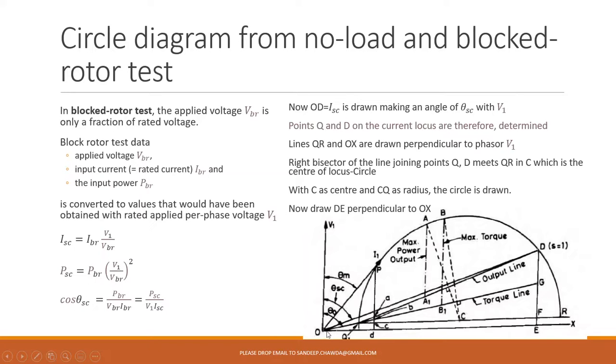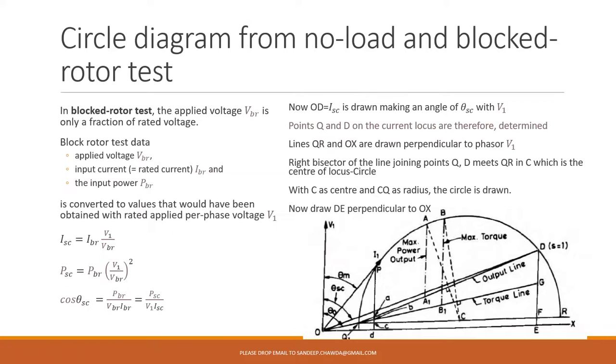Once that is obtained, we have drawn the OD line, because we have the angle theta SC. With V1, you could draw OD with an angle theta SC. After that you have 2 points Q and D, so they must be on the circle, or you can say on the current locus. Then we have drawn the perpendicular to V1, QR and OX, and now we have the horizontal axis. We can bisect the line QD, and wherever on QR the bisector touches, that will be your center of the circle. Now you have the radius, so QC or CR you can take, and you can draw a circle.